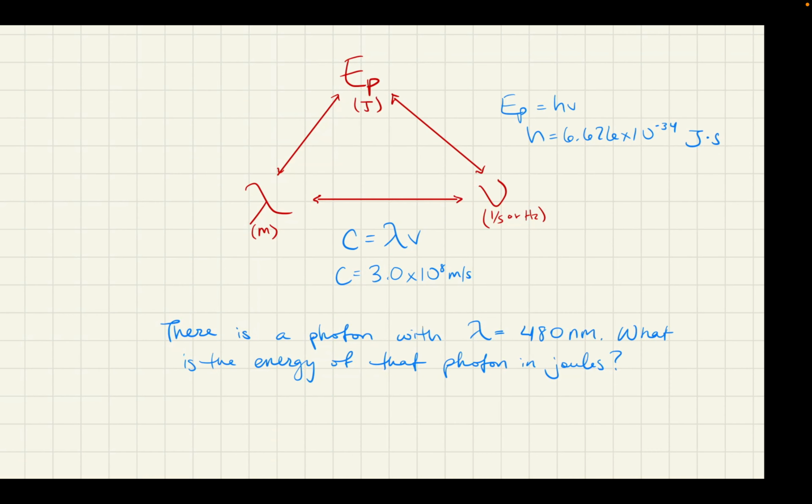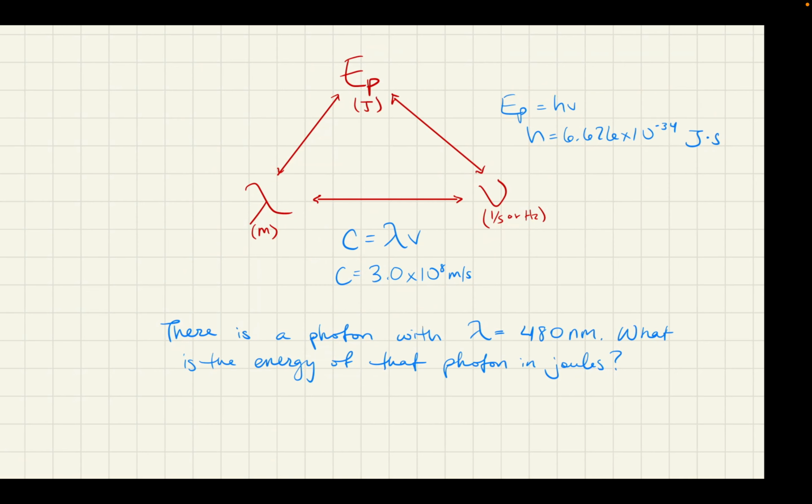What I want to focus on first is what I call the triangle. If a photon has an energy, it has a wavelength, and it has a frequency. If you know one of them, you can figure out the other two with these two equations. At Clemson, these equations, as well as these constants, should be given to you.